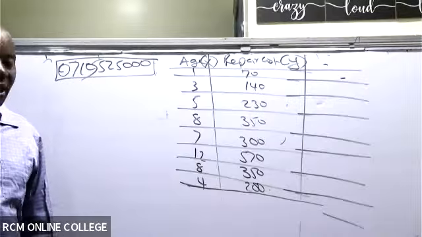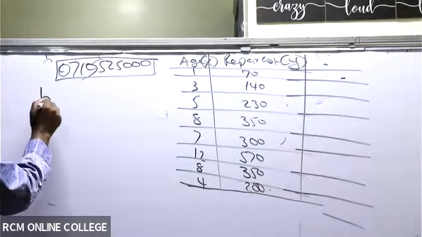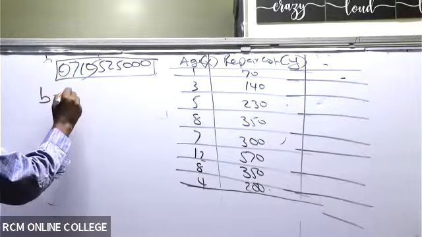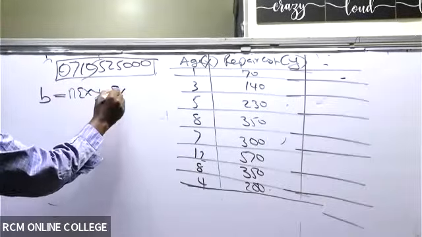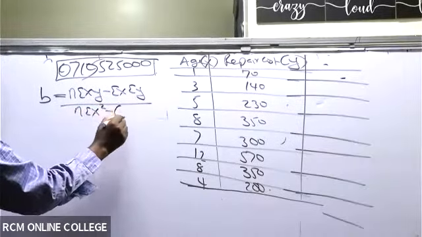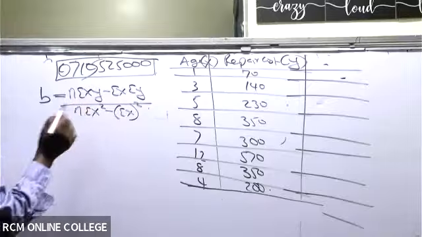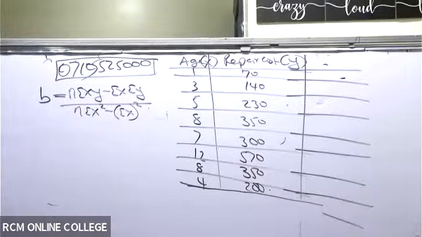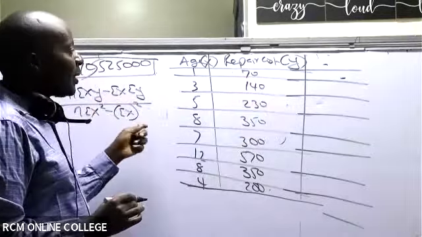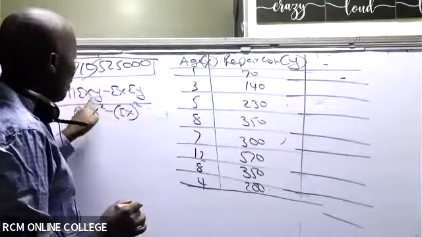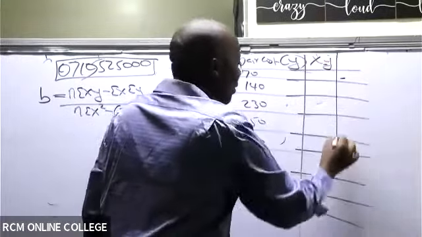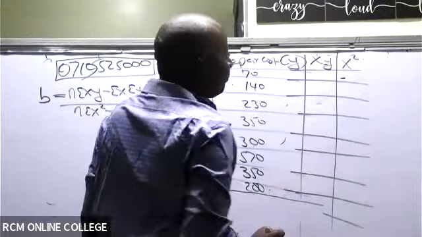So remember, what are we doing? We want to get the value of B. Because they have asked us to give them the regression equation, to get B, we normally take n sum of xy minus sum of x sum of y, all over n sum of x squared minus bracket sum of x squared. You must cram that formula. You must introduce two additional columns, this column for xy and this column for x squared.